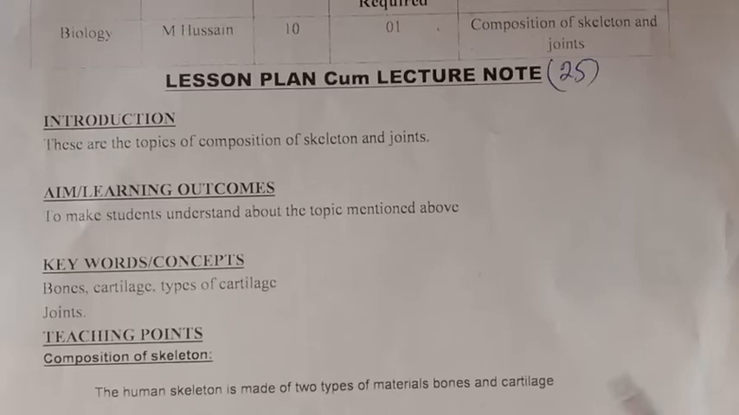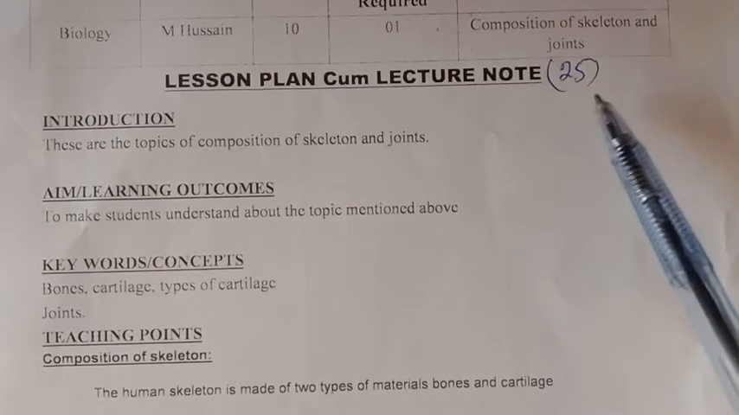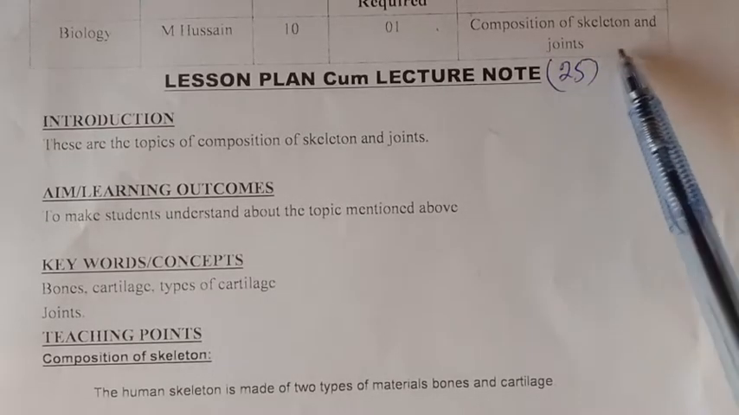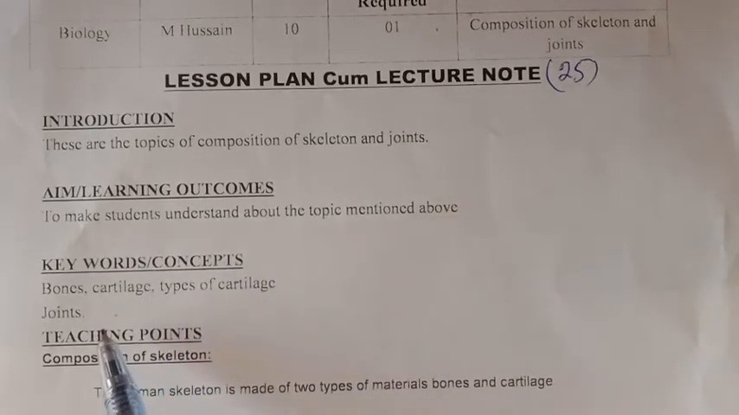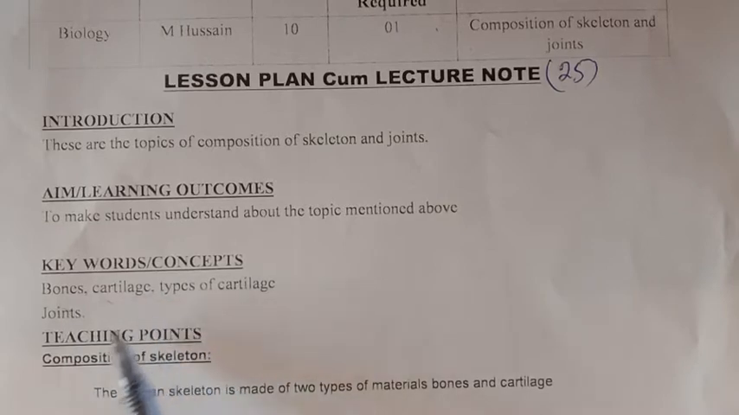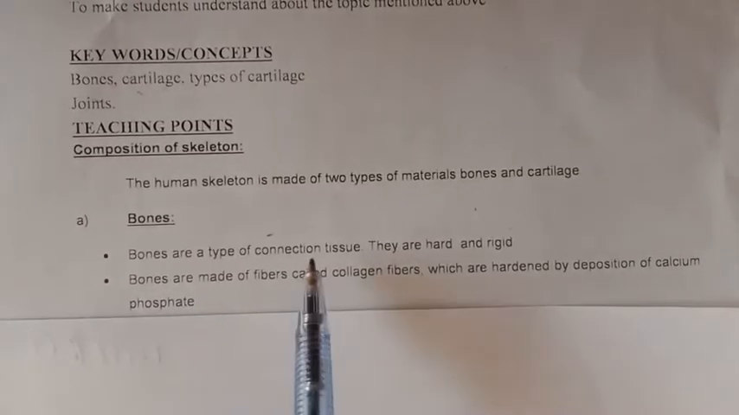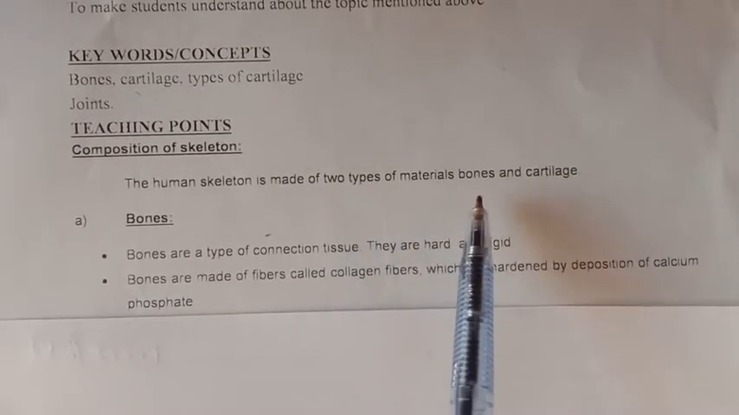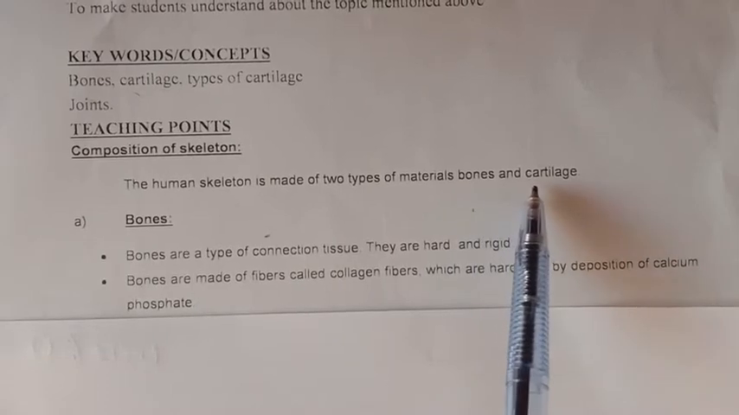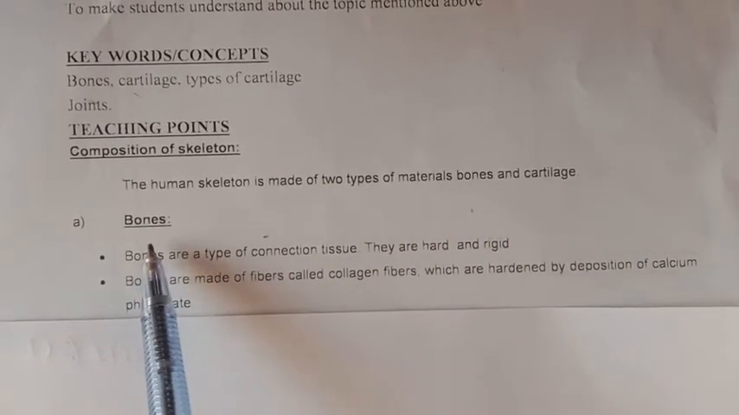Yes, today we will discuss topic number 25, composition of skeleton and joints. The key points we will discuss in this lecture: bones, cartilage, types of cartilage, and joints. The human skeleton is made of two types of material: bones and cartilage. First, we will discuss bones.